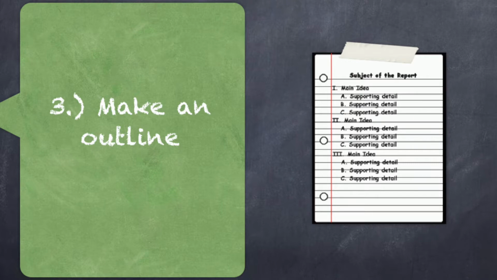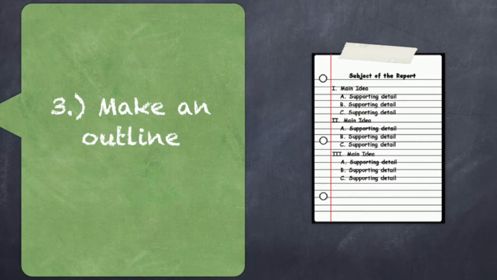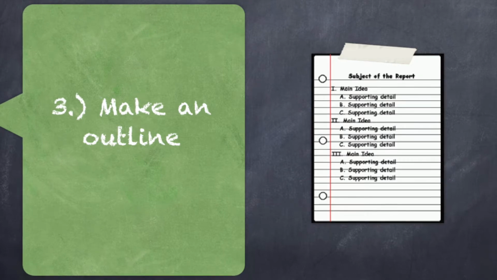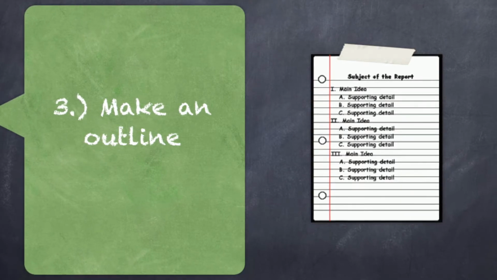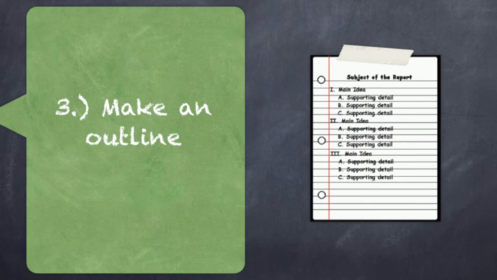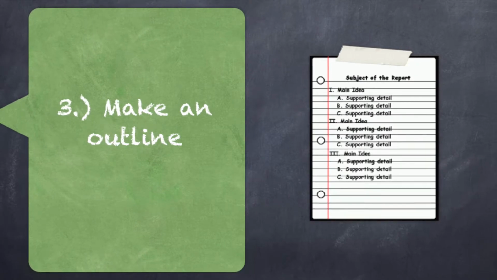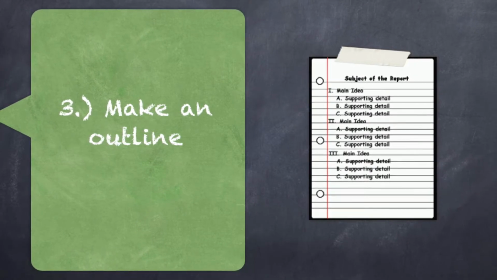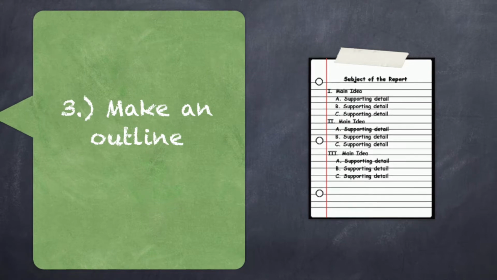Tip number 3, make an outline. You might be asking yourself, don't I need a thesis statement before I can start making an outline? And the answer to that is no. I've found that using pre-writing strategies such as outlining can help you realize a stronger thesis.